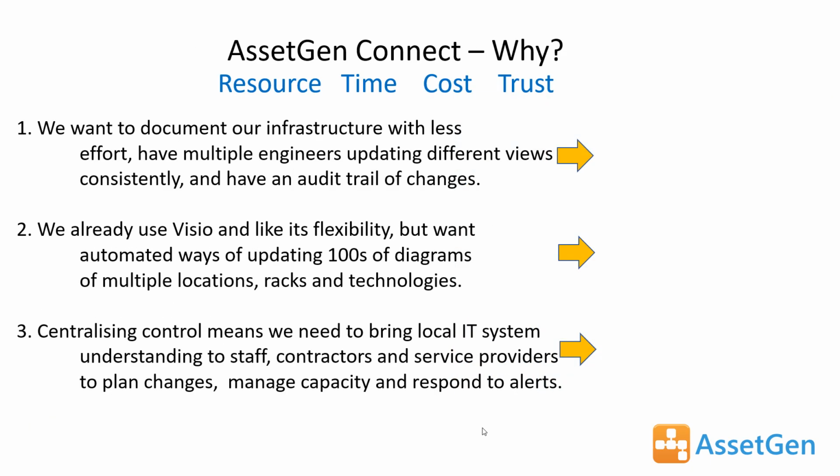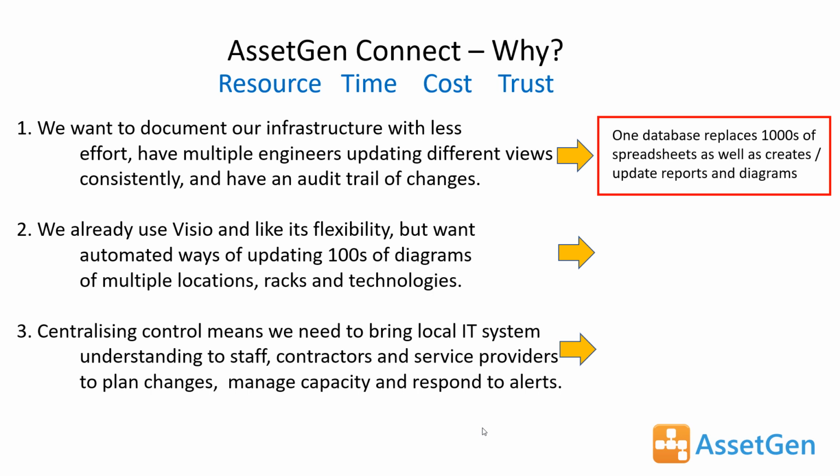Most people buy AssetGen Connect because there is a problem with resource and time to deliver projects, but also availability of people, and also part of all of that is the cost of actually delivering changes into the infrastructure, because if you don't trust your documentation, you'll probably go and do a site survey or you're going to re-audit just to get information you have more confidence in. So the way we approach this is we're going to document the infrastructure with less effort, because we're going to use a database to replace thousands of spreadsheets, and from that database we're going to achieve and create lots of different types of diagrams and systems.